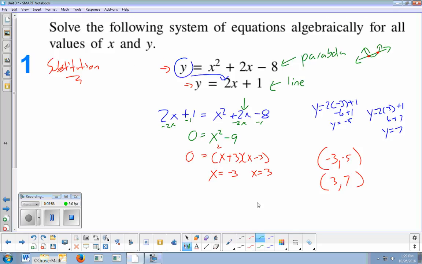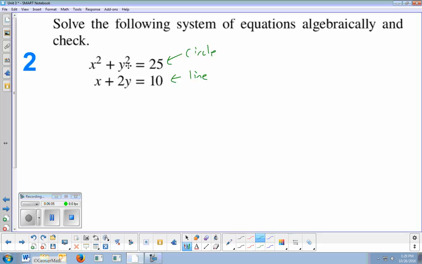Now, unlike the parabola-linear system, where I could set them both equal to y, that's kind of tough here because the circle has y squared. I could set it equal to y, but again, I'd have plus or minus a square root, and that would be kind of a mess to work with. I'm still going to do substitution, but I'm going to do it a little bit differently.